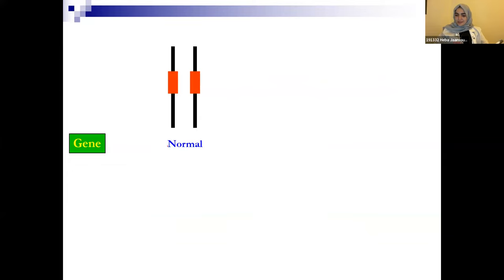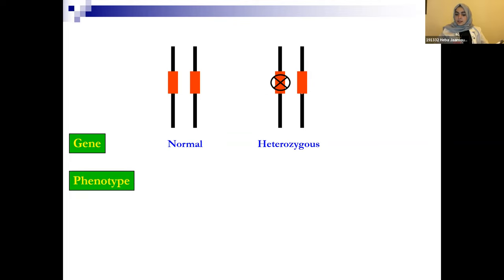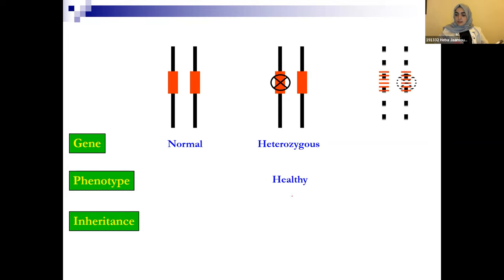So this is a normal gene. Both the genes are healthy, no knockout. Let's say that we have a disease that's affecting this gene. So one of them is affected, one of them isn't, okay? But the phenotype of this is, if it's a dominantly inherited disease, then the individual is going to be affected. But if it's a recessive disease, then it's not going to show and the individual is going to be healthy.